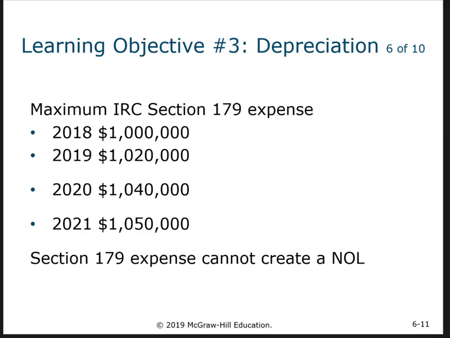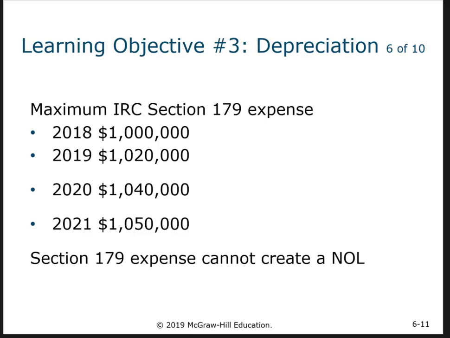But there is a limit. You can only do it in 2021 for up to $1,050,000 of assets. That's a lot for most small businesses. That's going to cover everything they're going to buy easily. But for bigger businesses, that's not even a drop in the bucket. So it's not even that important. Okay.